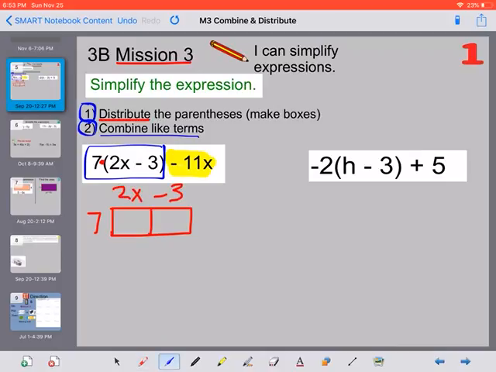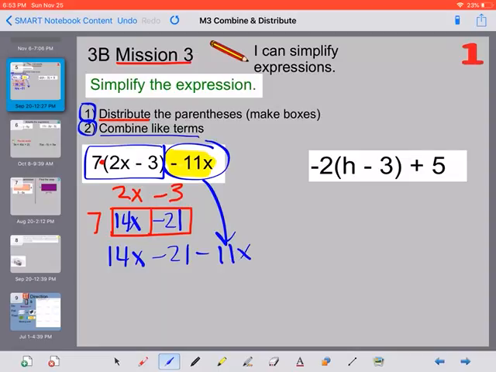So I make a box to help multiply, like we learned, because we're multiplying this 7 by 2x. 7 times 2 is 14, and multiplied by x. And 7 times negative 3 is negative 21. We multiplied those. So we have 14x minus 21, but now we need to remember this piece, minus 11x. Now I can combine any like terms that I have. So I've distributed. Now I'm combining like terms.